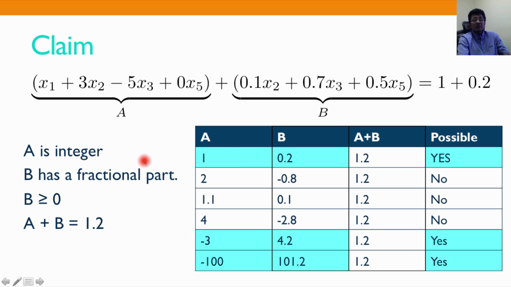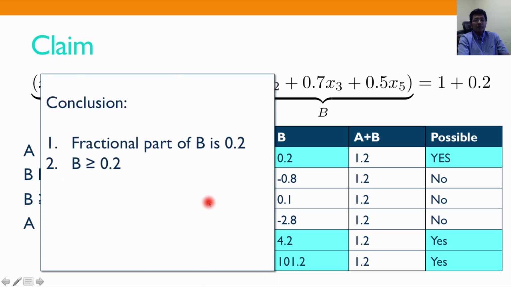So if you look at all the possibilities, the things that are shaded blue, one fact jumps out at you. And the fact is that the fractional part of B is 0.2. B can be 1.2, it can be 2.2, 3.2, 101.2, 4.2, but it has to be something plus 0.2. And B greater than or equal to 0 now naturally becomes B greater than or equal to 0.2. We can say something better. B is greater than or equal to 0.2. This is the key fact behind the derivation of the cutting plane that you have to convince yourself.